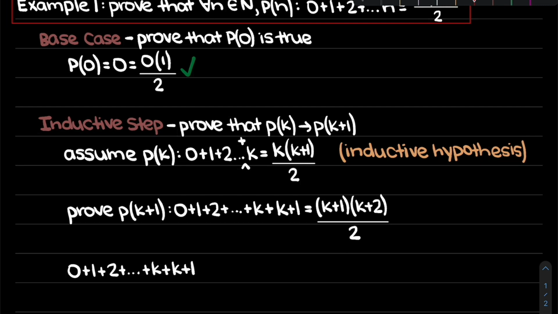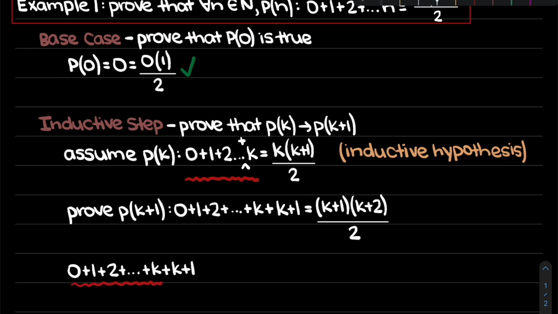In general, with this part of the inductive proof, we want to start with one side of the equation and work towards the other. Recall that we assumed that the sum of the natural numbers from 0 to k is equal to k times (k+1) over 2. So we can substitute k times (k+1) over 2 into this part of our equation.